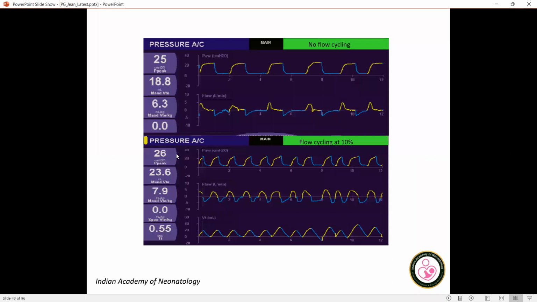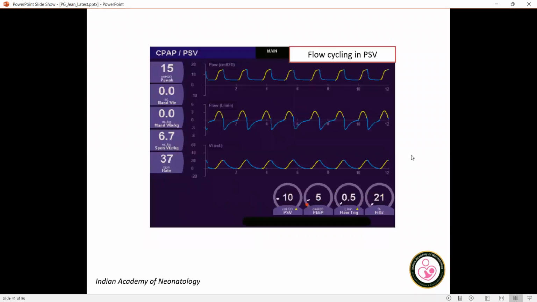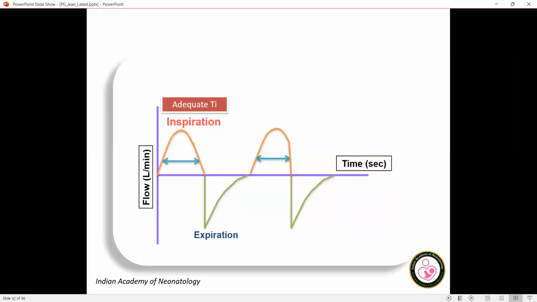Here we can see the inspiratory hold. We already said we can reduce the I time. The next option is to change it to flow cycling. In flow cycling mode, we can see that the inspiratory hold has gone, and better synchrony can also be achieved. So this is flow cycling in PSV. Now, can you identify what is the problem with this graph, the flow scalar?